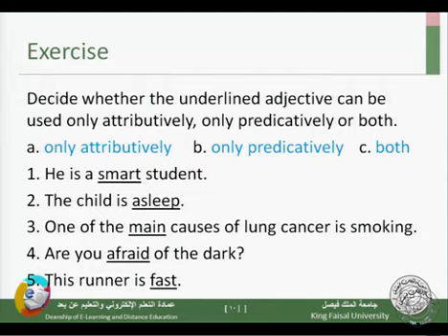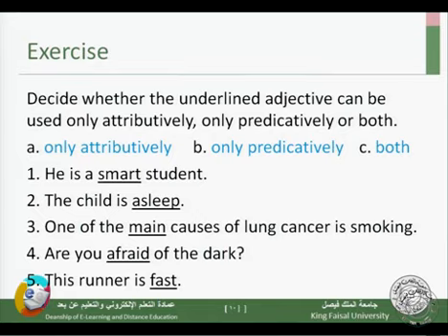So are you afraid of the dark? We can change it to mean you are afraid of the dark. So you are afraid, you notice it comes in the predicate after are, after the verb. So this is a predicative adjective. Can we make it an attributive adjective? No, it is similar to asleep in number 2. So afraid and asleep, as we said, they can only be predicative. So the correct choice for number 4 is B.